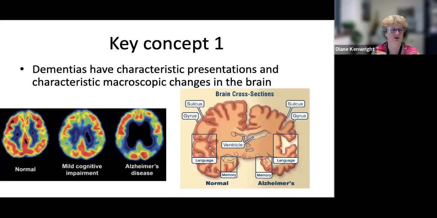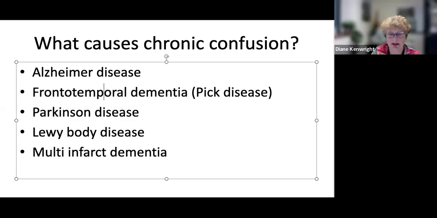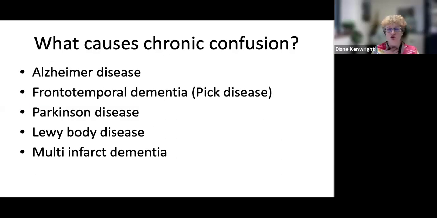Okay, let's go to what causes chronic confusion. So these are the most common causes. Just watch the spelling mistake. These are the most common causes of dementia. Okay.